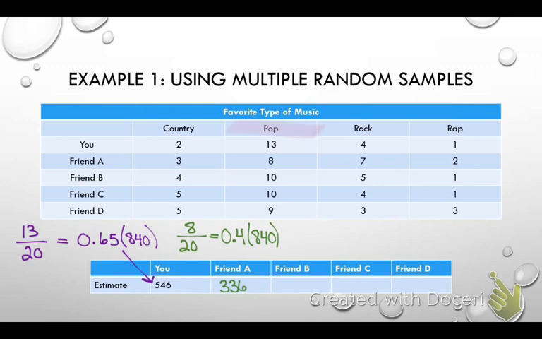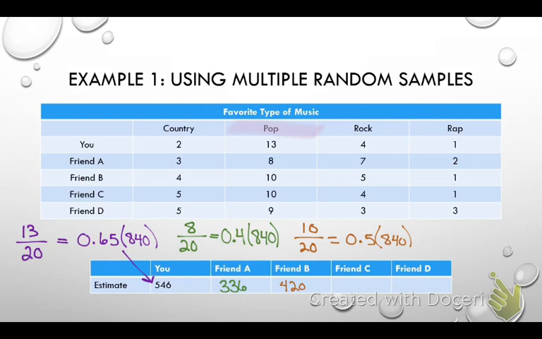I want you to try to do friend B. Go ahead and try friend B. Hey, friend B, what's my ratio? 10/20, which you might not even need to use your calculator to change to a decimal. 50%. So what's 50% or half of 840? 420.